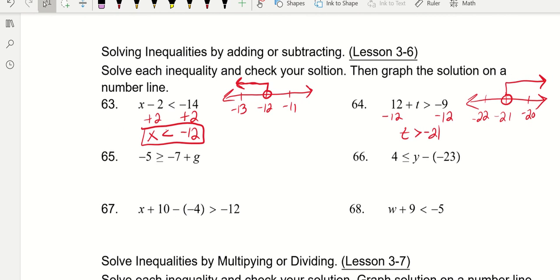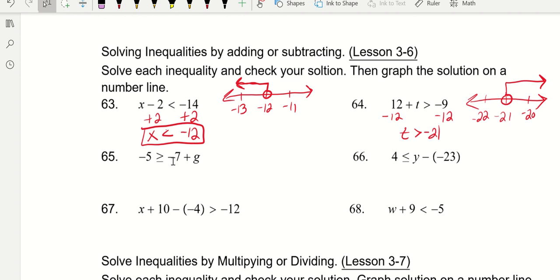Is negative 21 included in our solution set? Yes or no? What do you think? Well, is negative 21 greater than negative 21? No, they're equal. So that's why we have an open circle there at negative 21, to show that all the numbers right up next to negative 21 are included, but not negative 21 itself.